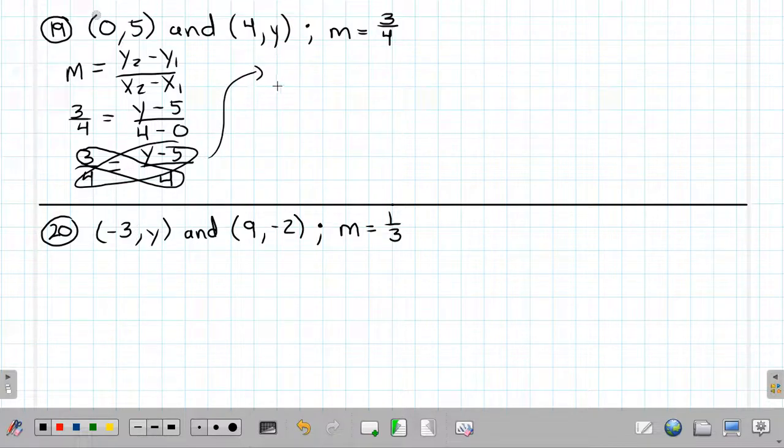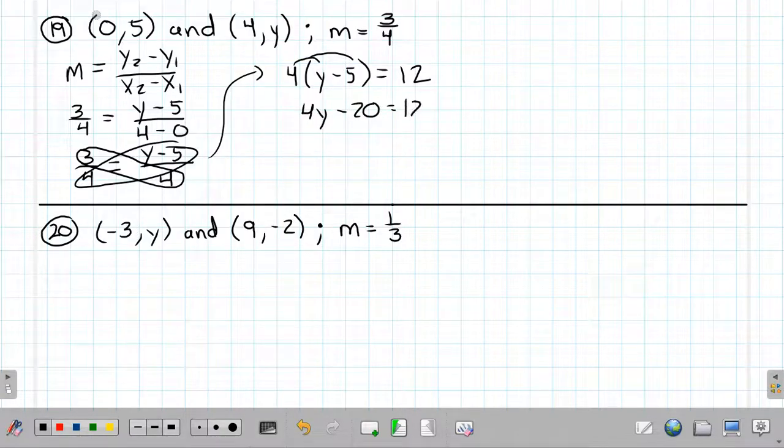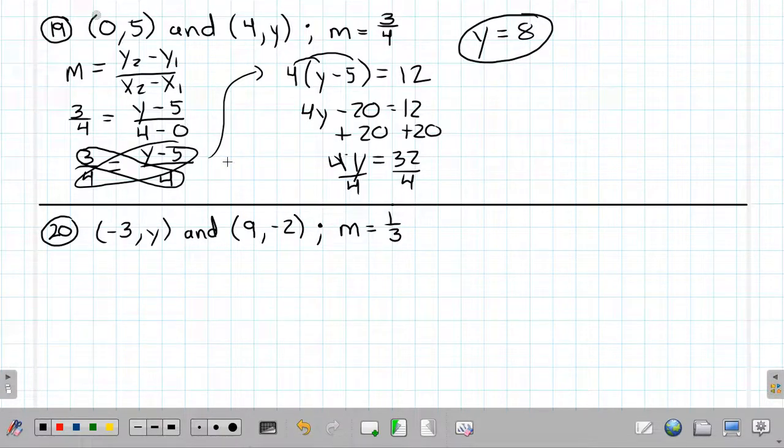So we get 4 times y minus 5 is equal to 4 times 3, which is 12. Distribute the 4. 4y minus 20 is equal to 12. Add 20. Add 20. 4y is equal to 32. Divide by 4. Divide by 4. Y is actually equal to 8. Like I said, I'm kind of breezing through this two-step equation stuff because everybody in here should know how to solve a two-step equation by now. But once again, that's the answer, but what does that mean? Well, that means I've got the point 0, 5, but I've also got the point 4, 8.